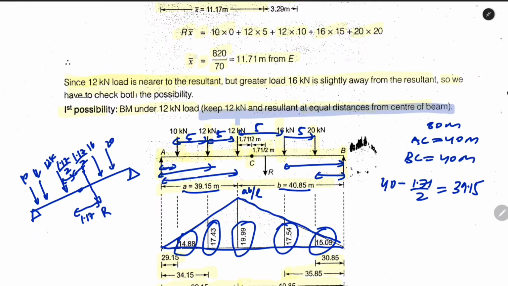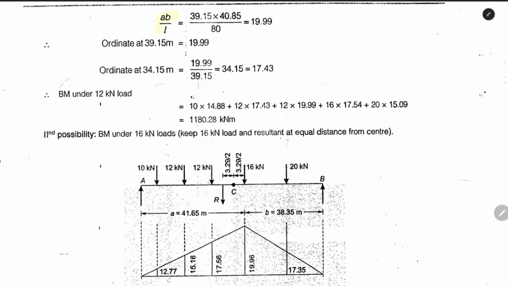And then we can add all these values. Now AB by L is 39.15 into 40.85 divided by 80, so it will be 19.99. So the ordinate at 39.15 is 19.99. The ordinate at 34.15 will be 19.99 divided by 39.15 multiplied by 34.15. So here we will find this value as 17.43.